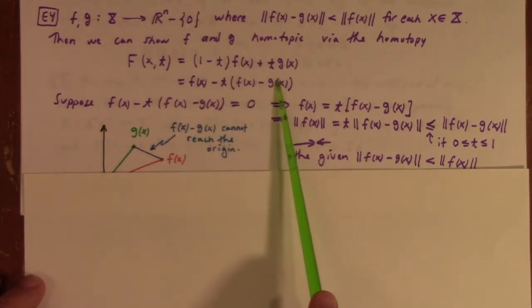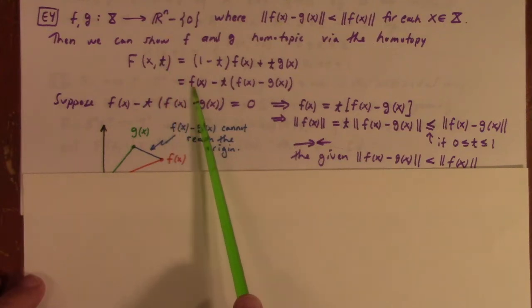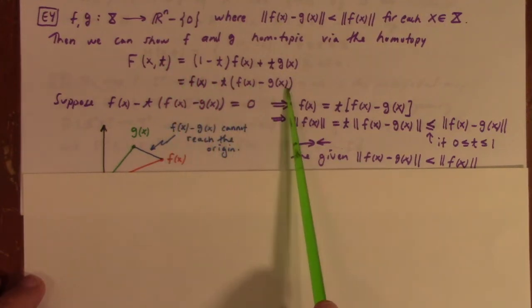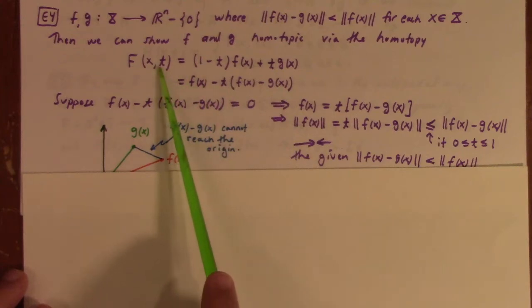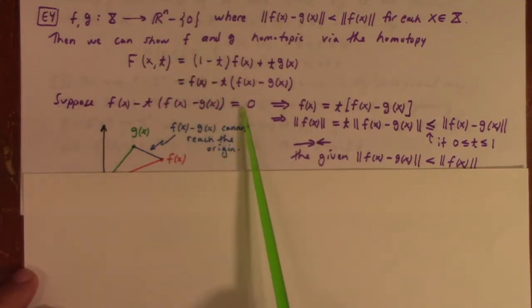And just to see that this mapping is, first of all, it's easy to see that if you plug in 0, you get f, and if you plug in 1, you get g. All right, that much is clear. But how do you see that this is actually into where it's supposed to go? How do you know that this mapping's not 0?